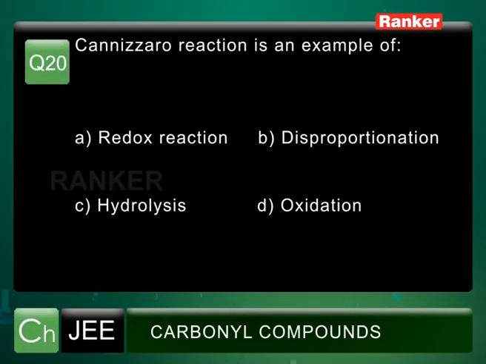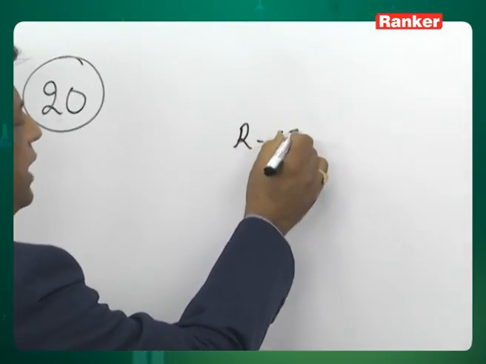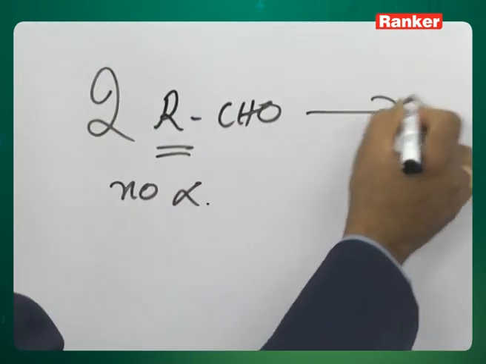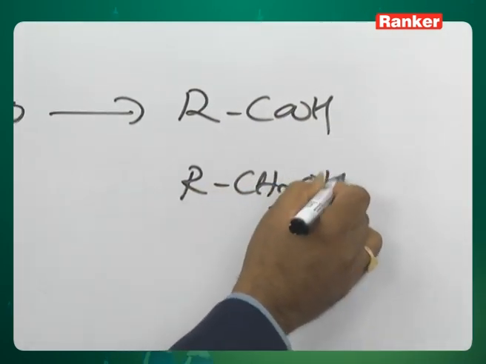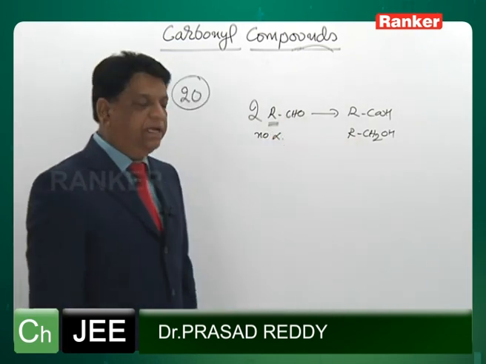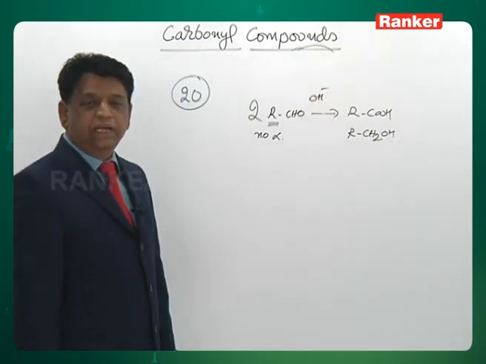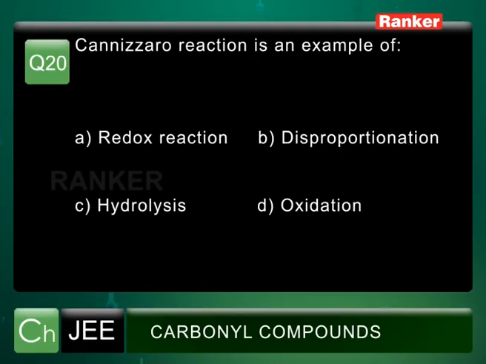20th question. Cannizzaro reaction is an example. In the Cannizzaro reaction, what happens? If two aldehydes are there which have no alpha hydrogen, one will become the acid and one will become the alcohol. So what is this reaction? It is a redox reaction. One undergoes oxidation, one undergoes reduction simultaneously. With the help of the base, this is called a Cannizzaro reaction: reduction and oxidation simultaneously taking place. So the answer A is the right answer.